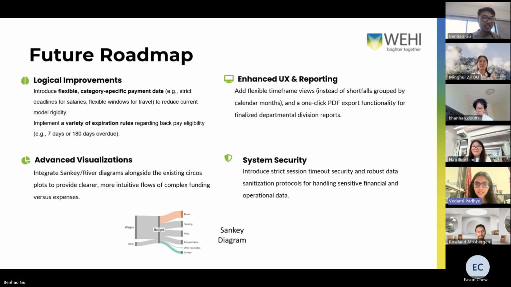So this slide mainly outlines the possible next phase of development for the project, focusing on making the system more flexible and more intuitive. First, on the logic side, we could introduce flexible category-specific payment dates. We also thought to implement configurable expiration rules for back pay eligibility, for example, allowing a 7-day or 180-day window depending on the policy. This reduces rigidity and makes the model more realistic.